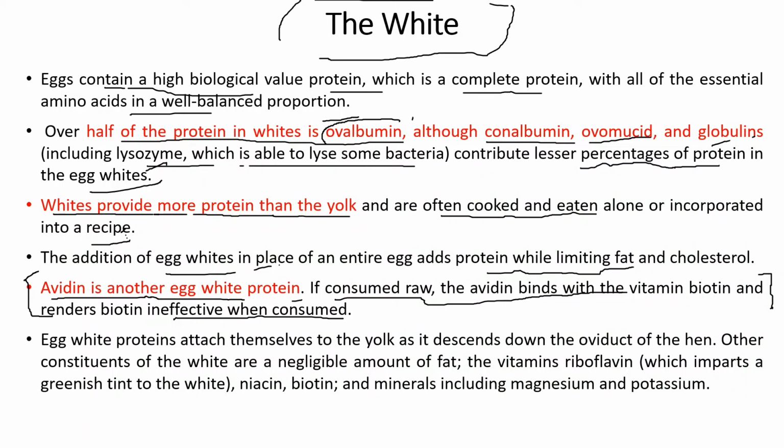So next, the egg white proteins attach themselves to the yolk as it descends down the oviduct of the hen, and other constituents of the white are a negligible amount of fat, the vitamins riboflavin, which imparts a greenish tint to the white, niacin and biotin, and minerals including magnesium and potassium. So it does not contain fat or only a very limited amount of fat, and it contains the vitamin riboflavin, which provides that slight greenish tint to the white. Along with that, we have minerals including magnesium and potassium.